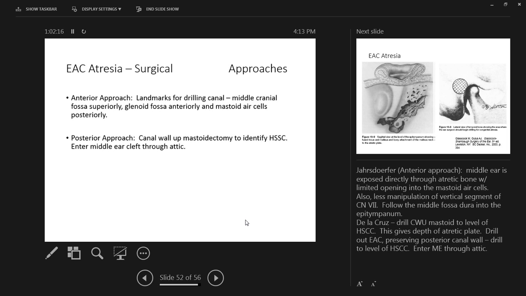There's a posterior approach, which may be necessary depending on how the surgeon was trained and whether or not the surgeon needs to identify certain landmarks. The approach apparently is what's called a canal wall up mastoidectomy, where they're able to identify where the horizontal semicircular canal is, the HSSC, and they would enter the middle ear, literally enter the middle ear up through the attic.